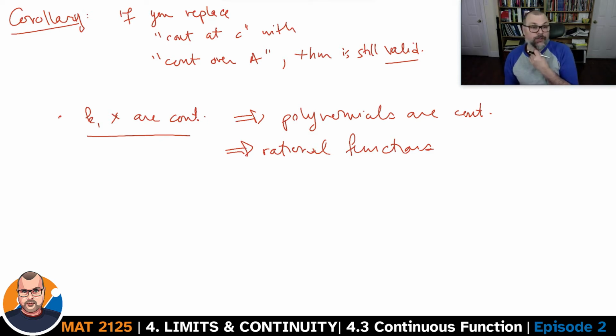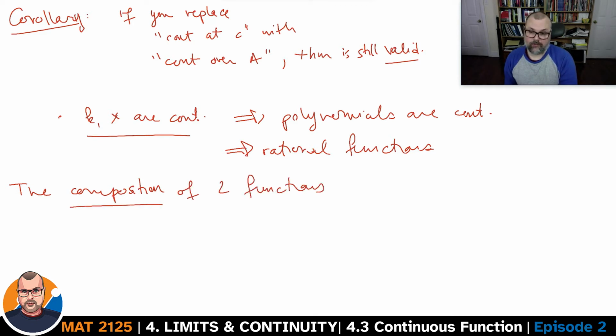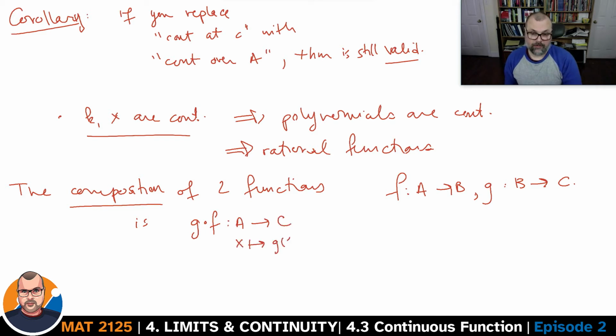Perhaps the last interesting result for this section: the composition of two functions is also continuous. What is the composition of two functions? If f goes from A to B and g goes from B to C, then the composition g composed with f, g circle f, is a function from A to C, which is defined as follows. Every x is associated to g of f at x.